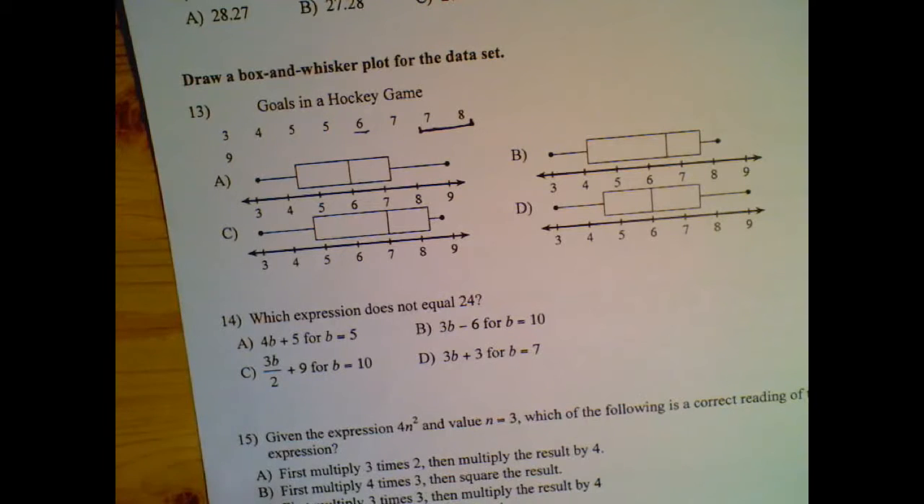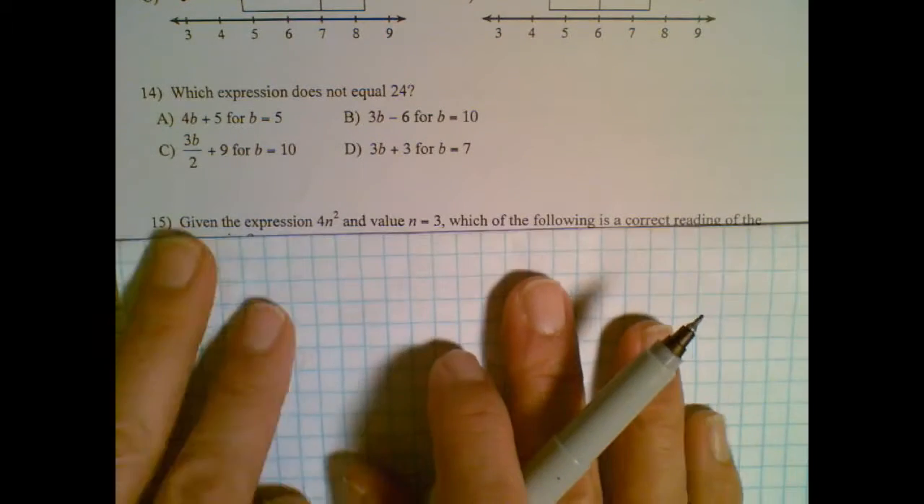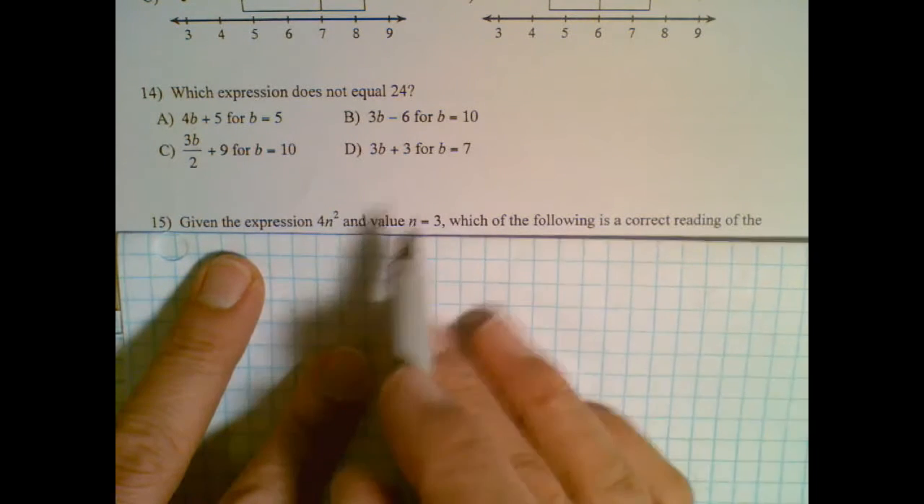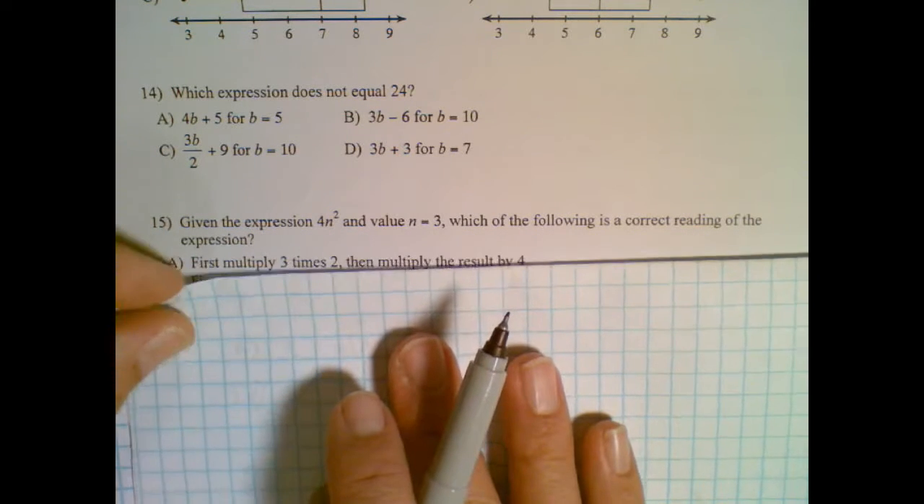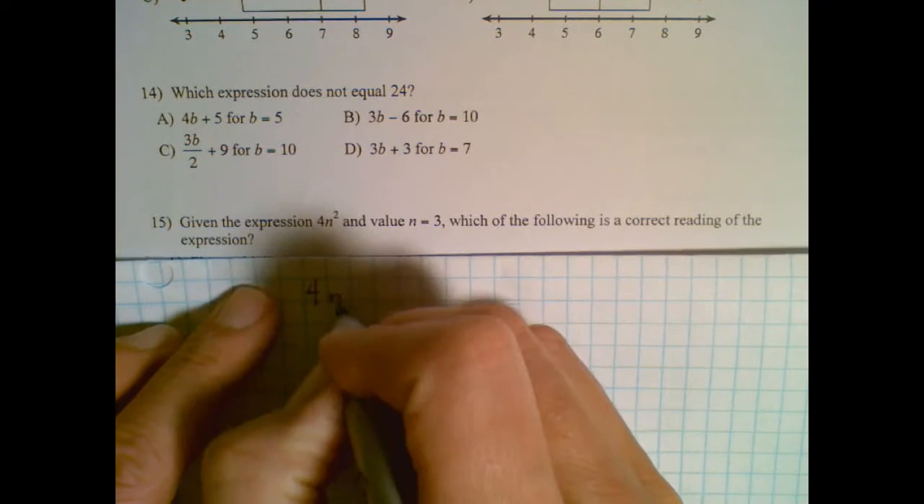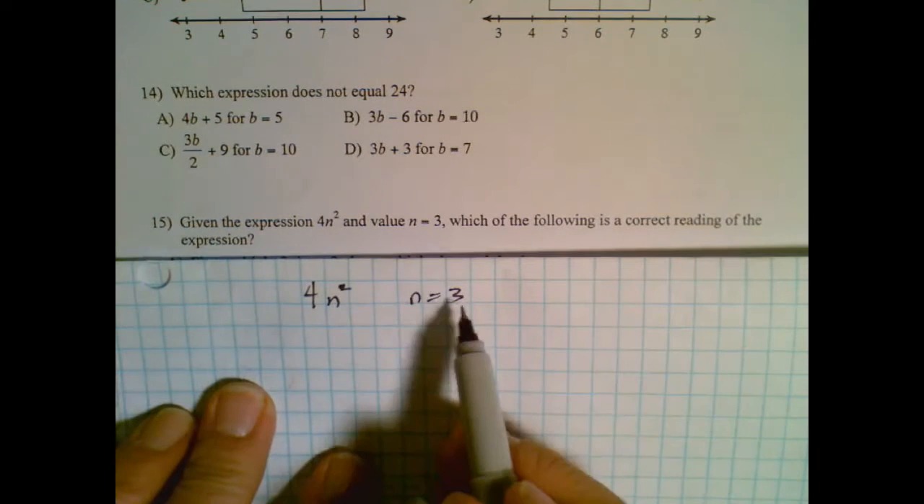Number 15. Given the expression 4n squared and the value n equals 3, which of the following is a correct reading of the expression? Before we go through the answers, let's look at this real carefully. 4n squared, n equals 3. So in this case, here's my n, it's 3.